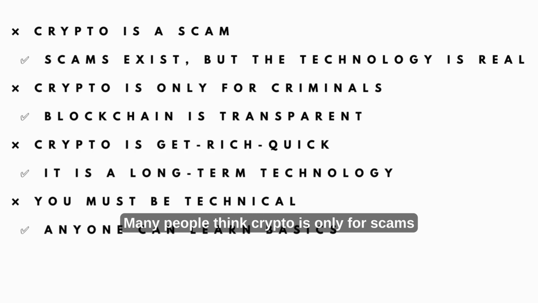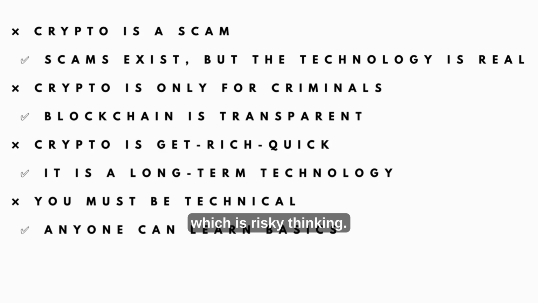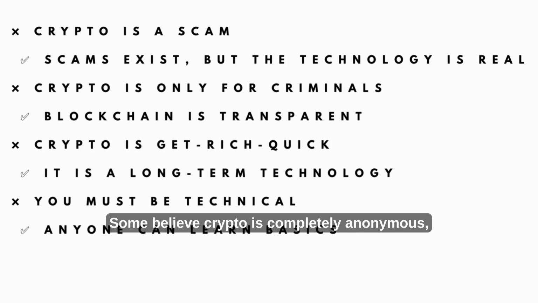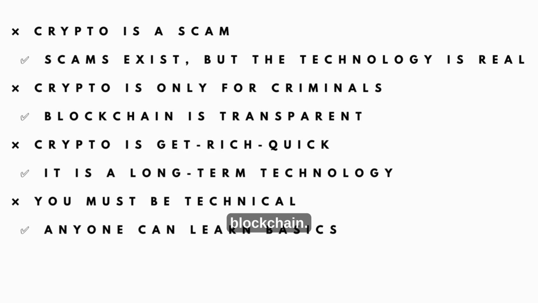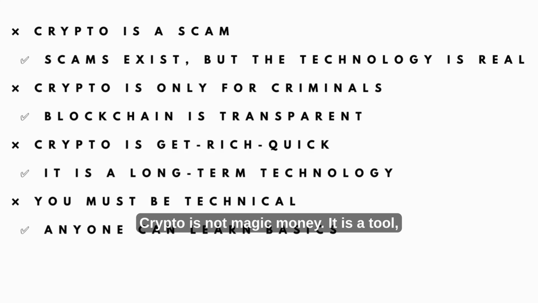Many people think crypto is only for scams or criminals, but that is not true. Crypto is just a technology like the internet. Others think crypto is only for getting rich quickly, which is risky thinking. Some believe crypto is completely anonymous, but most transactions are actually public on the blockchain. Crypto is not magic money. It is a tool, and how you use it determines the outcome.